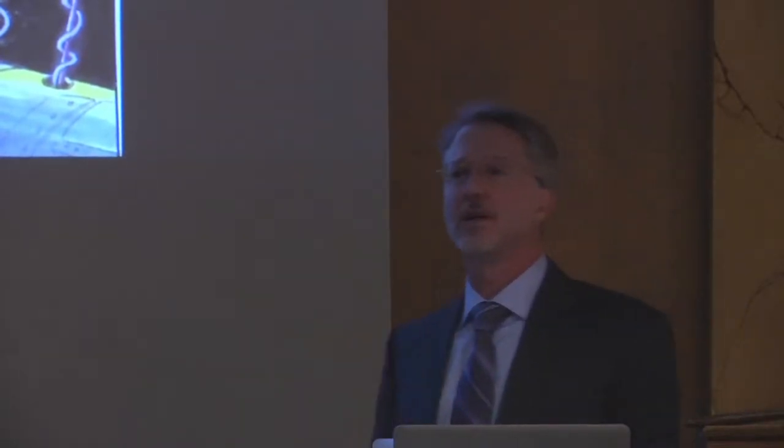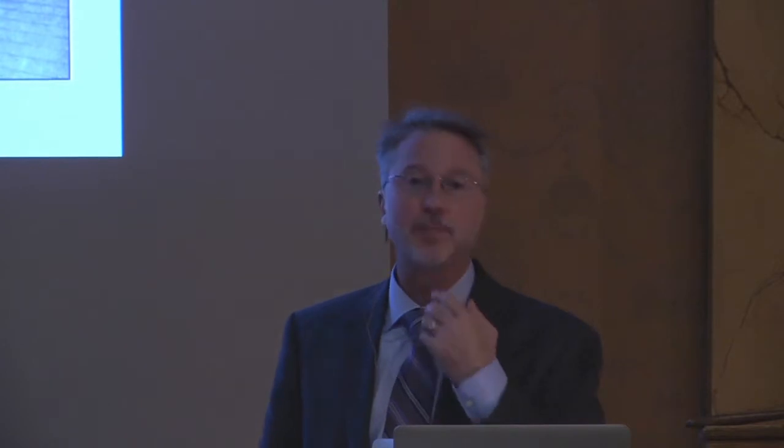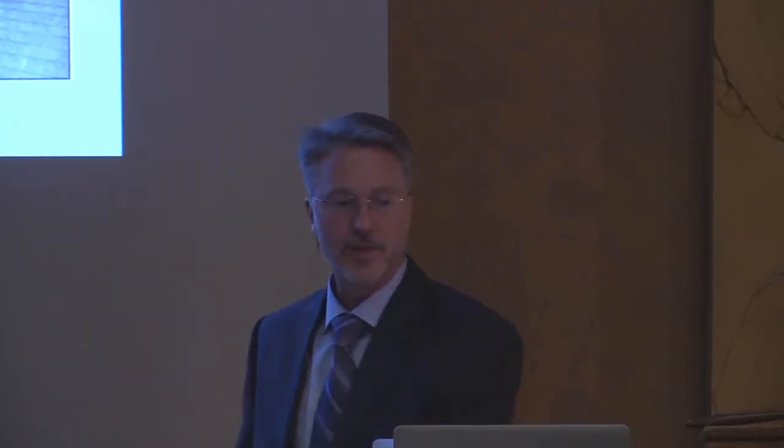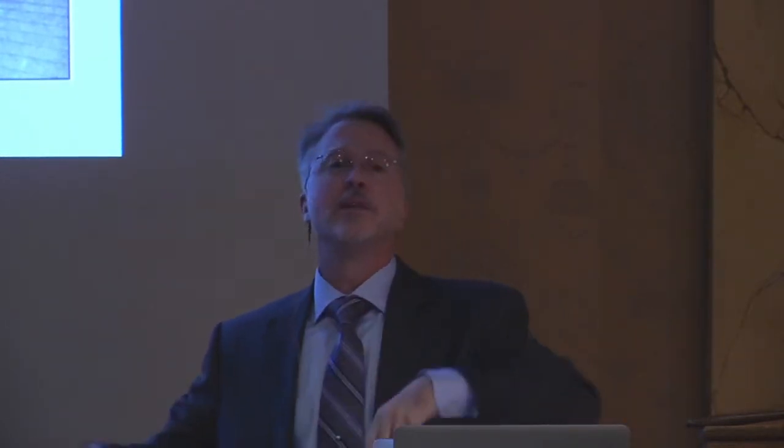So let me get back to the concept of a universal measure. In a proposal by John Wilkins in 1668, he proposed a decimal system. Now that wasn't new. The idea of decimal systems has been around. But he chose his universal measurement as time, and he chose the 1 second. And from time, you can derive a length through what's called a seconds pendulum. You make a pendulum a certain length, and it would take 1 second to swing one way and 1 second back. And with the definition of the second, you could then get your length. And then you get your area and your volume and your mass.